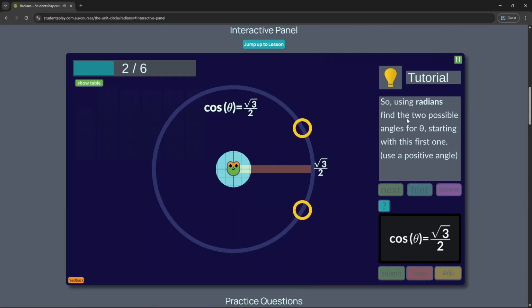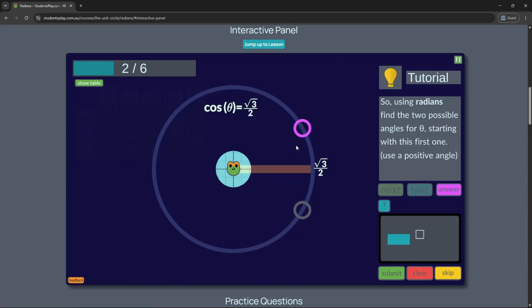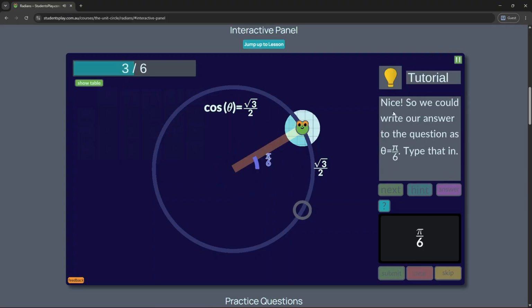So using radians, find the two possible angles for theta, starting with this first one. Use a positive angle. Okay, so for cos to give us root 3 on 2, it's going to use 30 degrees or pi on 6. Oh, pi on 6 again. So we have to use pi on 6s, and just straight up, it's going to be pi on 6 for this first one. Nice, so we can write our answer to the question as theta equals pi on 6. Type that in.